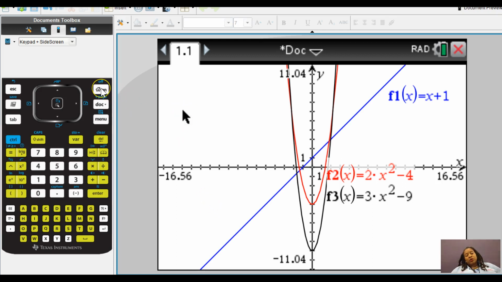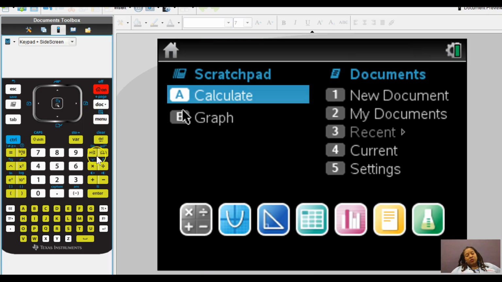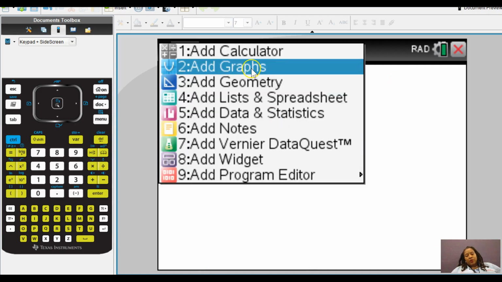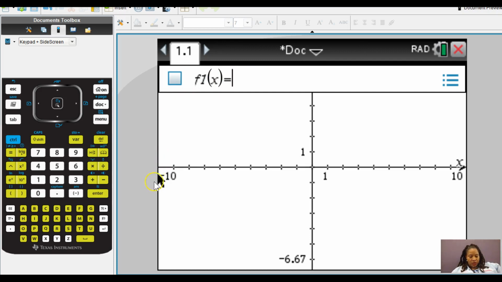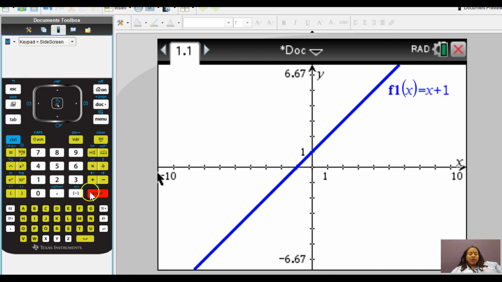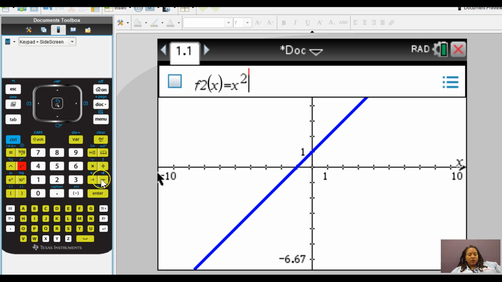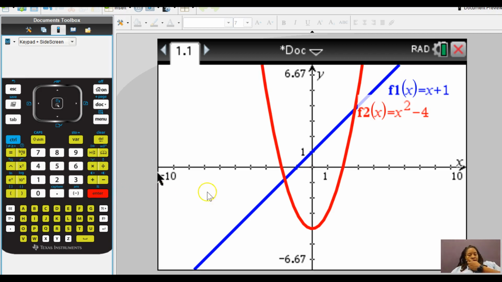So first thing we're going to do is clear the calculator by pressing 1, and then we're going to say no. We're going to open up a graph, and let's start with the simplest that we can do. Let's just say x plus 1. That's going to be f1. Let's define f2 by pressing tab, which would be g of x, and let's say that it's x squared minus 4. So we got a quadratic and we got a parabola.